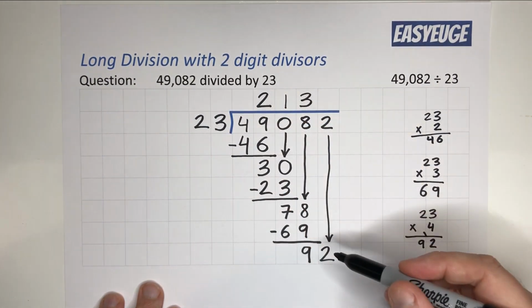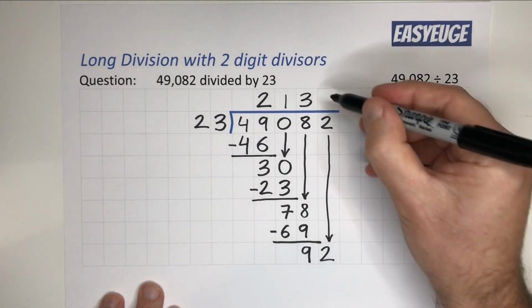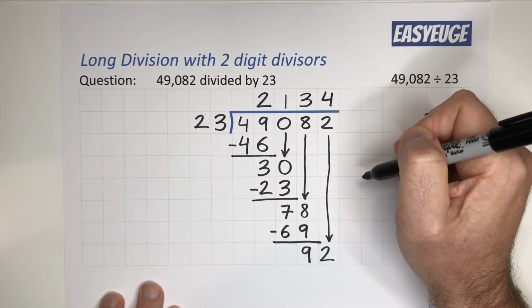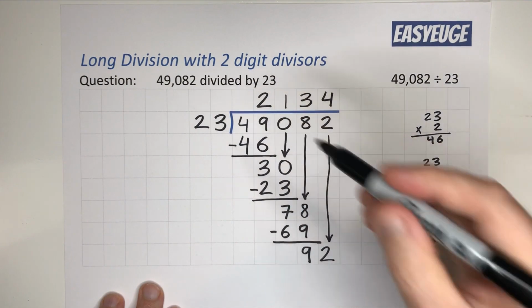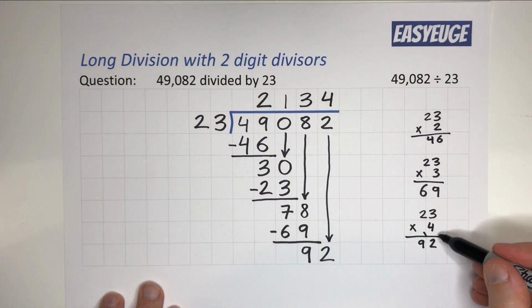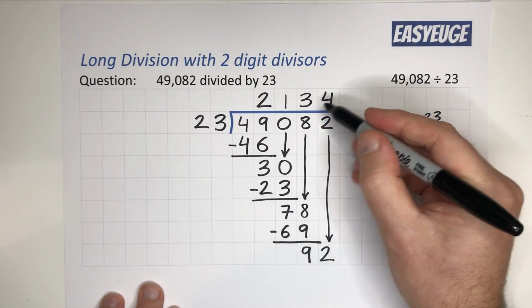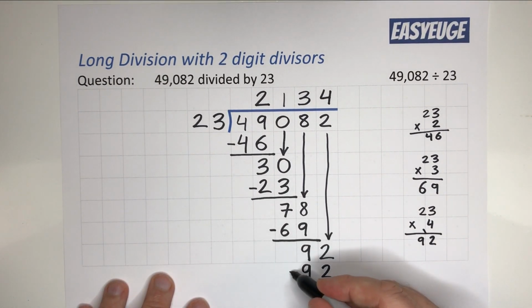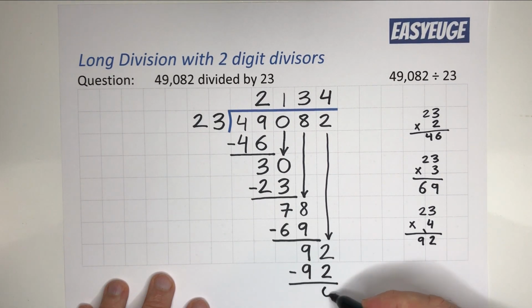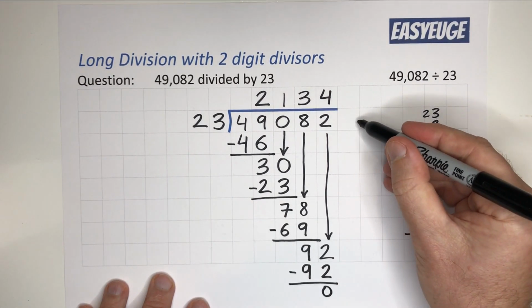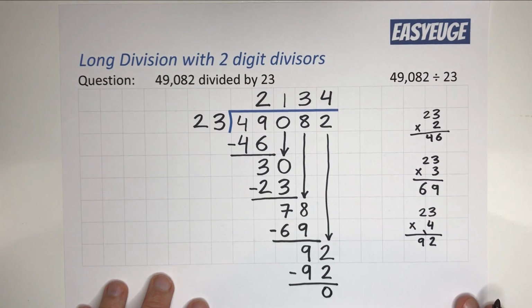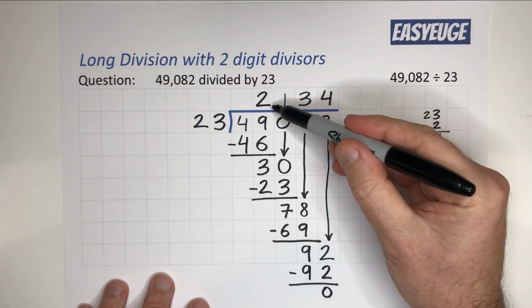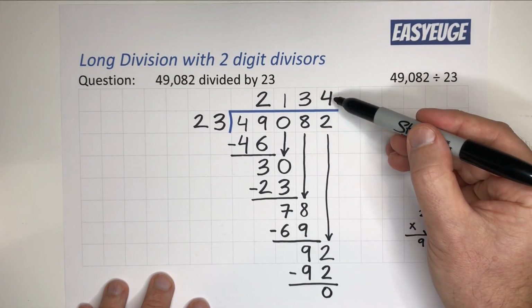So 23 into 92 is a full 4 times. 4 23s, because we have it worked out here, is 92. We put our minus to work out the remainder. The remainder is 0, and we have no other numbers to divide. So the answer is 2, 1, 3, 4.